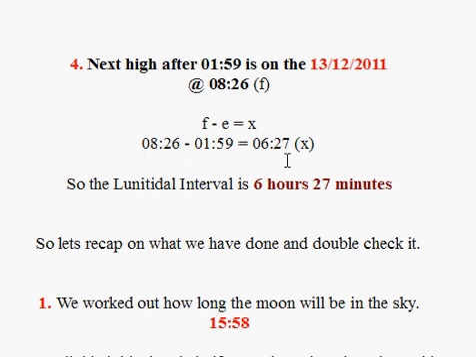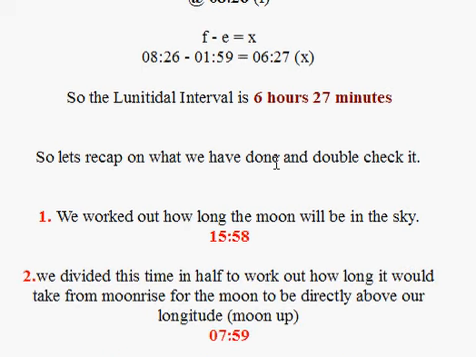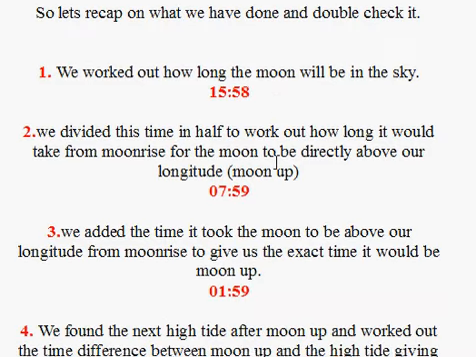We figure out that that is 6 hours 27 minutes of a time difference. So that 6 hours 27 minutes is actually our lunitidal interval. So that's how we figure that out. We'll just go over it again to try and explain it better. We'll recap on what we've done and double check everything.